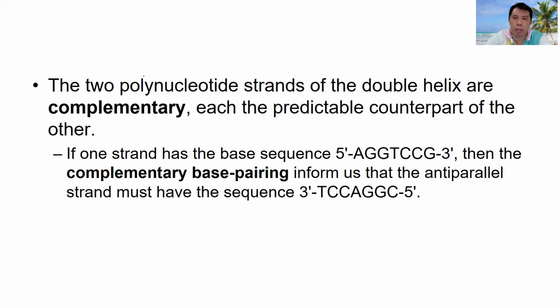So the 2 polynucleotide strands of the double helix are complementary, each the predictable counterpart of the other. If one strand has a base sequence like this one, you must know where the 5' and the 3' end are. Then the complementary base pairing will tell us the anti-parallel complementary strand will be like this, again determining the 5' and the 3' end. So they are anti-parallel.